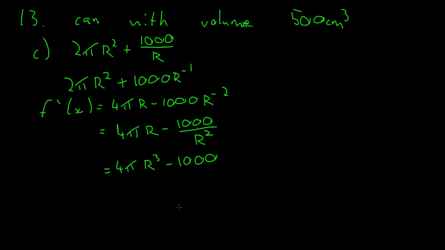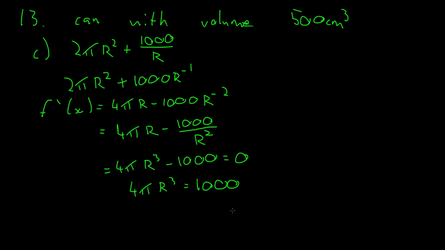And because we're finding a minimum, that's a stationary point, which means that, imagine we get a curve, that's not what the graph looks like, but we're trying to solve the minimum value, which will be here, and that's when the gradient will be equal to 0. So what we're going to do is make that equal to 0, and then put the 1000 onto the other side by doing 4 pi r cubed equals 1000.